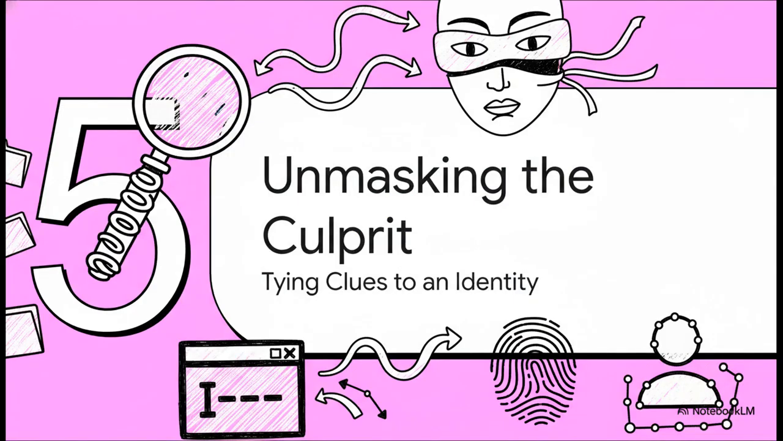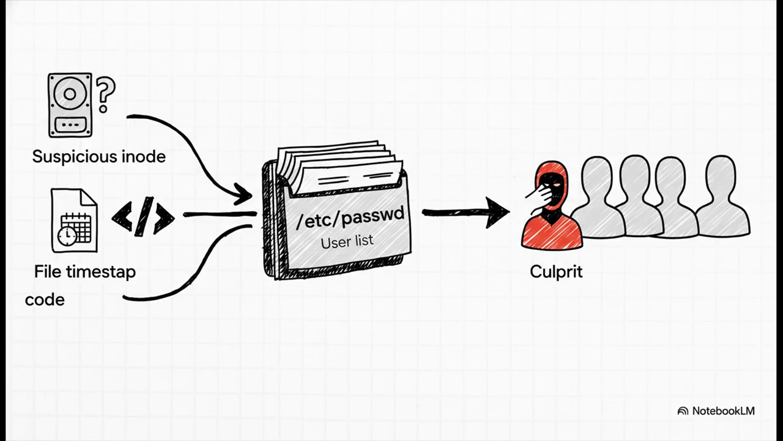So finding the malicious file is a huge victory, but the job's not quite done. We've found the digital weapon, but now we have to connect it to a real person. We have to unmask the culprit. To do that, investigators turn to the system's account files, like the one at etc/passwd. These files literally contain a list of every user account on the system. By matching the timestamps and ownership data from the malicious files to the user accounts, they can pinpoint exactly which account was used for the attack. And just like that, they connect the what and the how of the crime to the who.